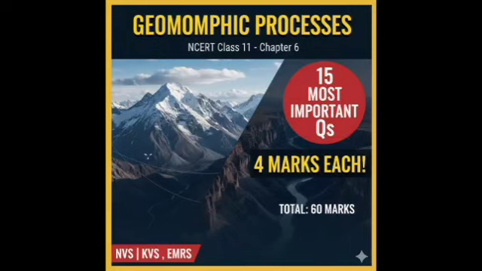Next question, what is diastrophism? Explain the process of orogeny and epirogeny. Diastrophism is the slow internal or endogenetic force that causes large scale deformation, upliftment or subsidence of the earth crust. Next is orogeny or mountain building.